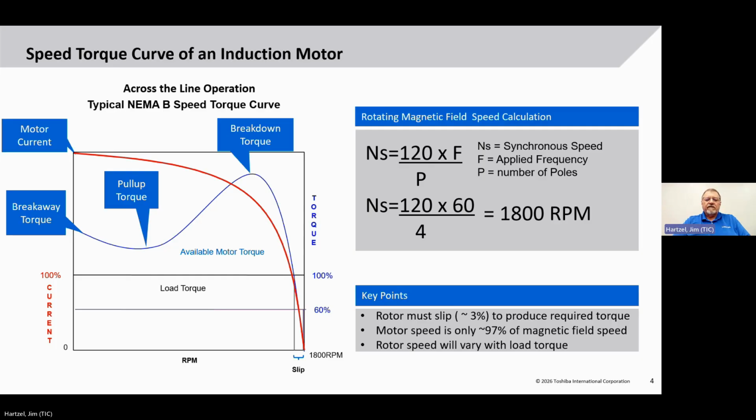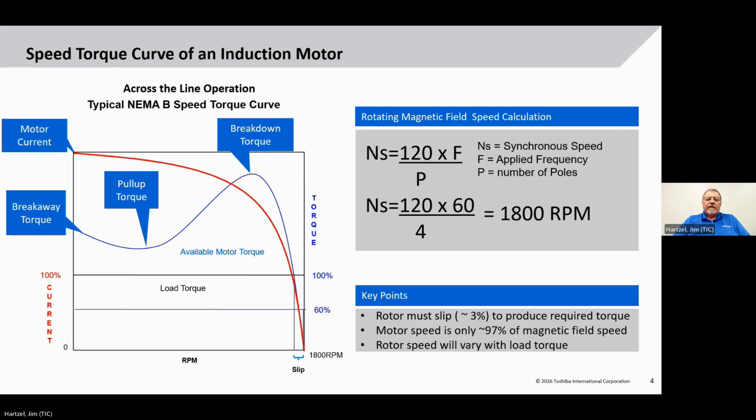However, we said we need to have slip. If you look at this graph, it is telling us that as the torque or load is increased, you'll notice that the speed across the horizontal axis is slowing down. So what's happening is the slip increases to produce more torque.